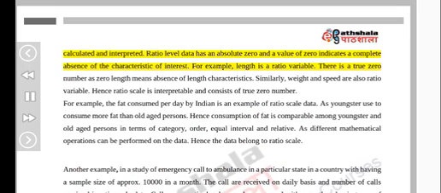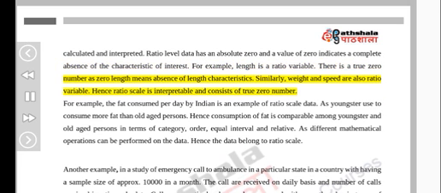Ratio level data has an absolute 0 and a value of 0 indicates a complete absence of the characteristic of interest. For example, length is a ratio variable. There is a true 0 number, as 0 length means absence of length characteristics. Similarly, weight and speed are also ratio variables. Hence ratio scale is interpretable and consists of a true 0 number.